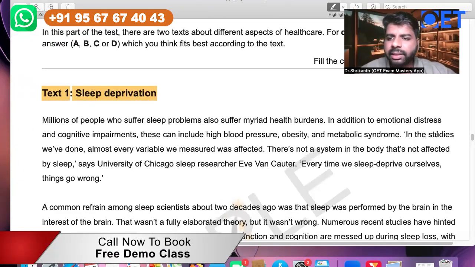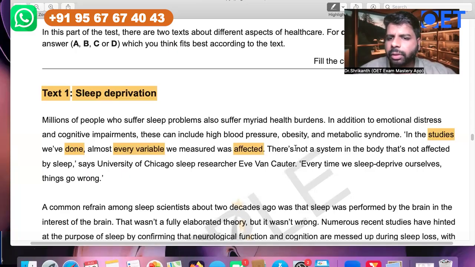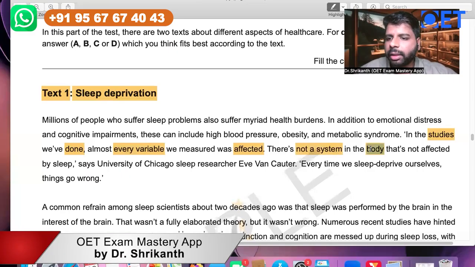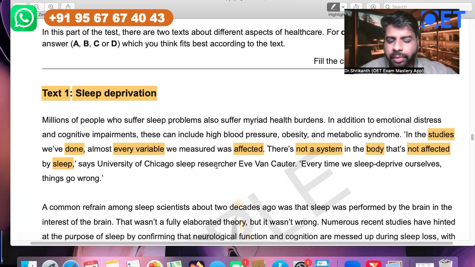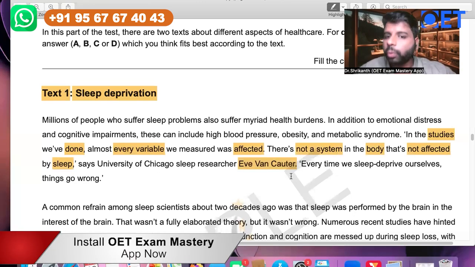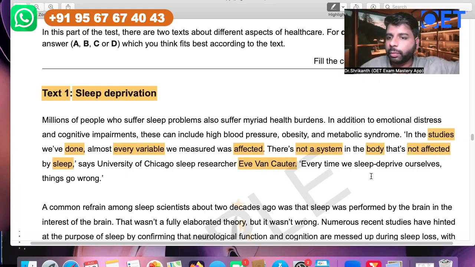So he's saying, in the studies we have done, almost every variable we measured was affected. There is not a single system in the human body that is not affected by sleep. Okay, and who is saying this? University of Chicago sleep researcher Yvonne Cotter. So who is Yvonne Cotter? He is a sleep researcher working at the University of Chicago. And what is Yvonne Cotter saying? So these are not the words of the writer. The writer is using Yvonne Cotter's words.